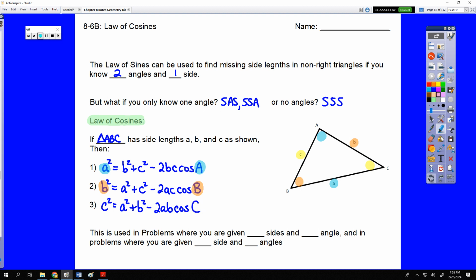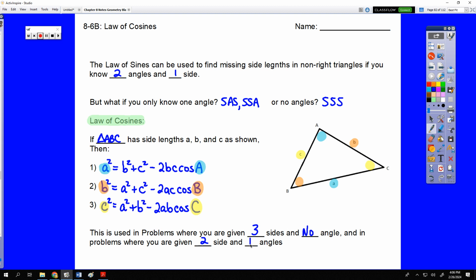I'm going to do that in yellow. Let's get all the colors right here. So again, angle C and side length c. Side length c is by itself because the formula contains angle C. It will be used anytime we are given three sides and no angles, and anytime that we are given two side lengths and one angle.